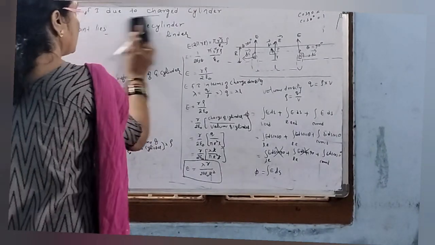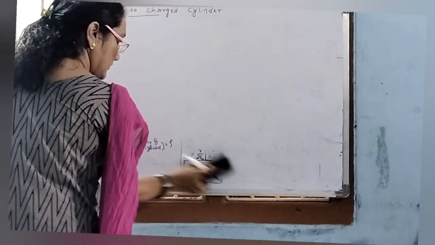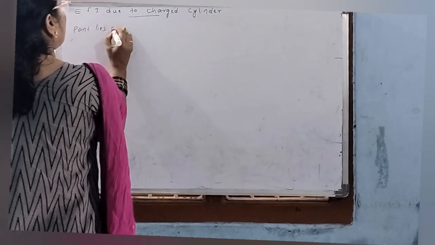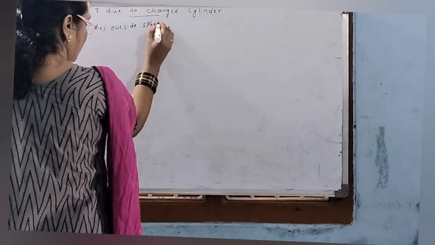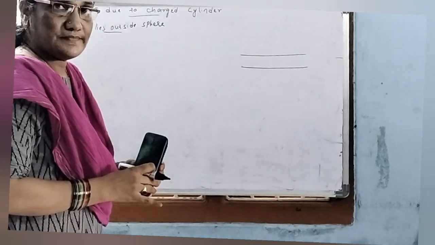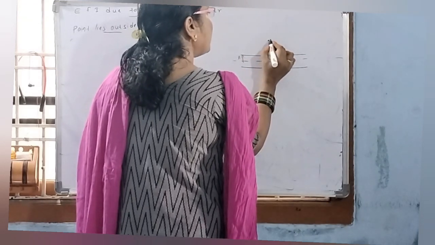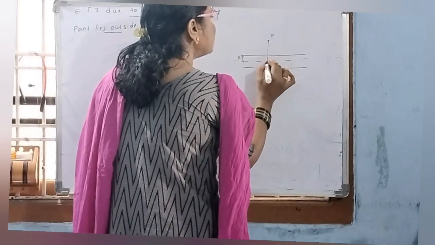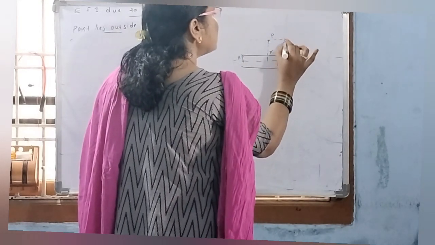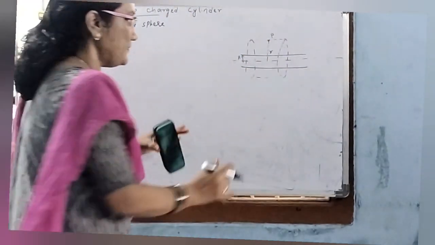Now, next one. The point lies outside. I considered a uniformly charged cylinder of infinite length. Here R is the radius of this cylinder. Now I am considering the point P outside the cylinder. It is at a distance r, small r, from the axis of the cylinder. Now I am assuming a Gaussian cylinder in such a way that its curved surface passes through the point P. Let L be the length of this cylinder.